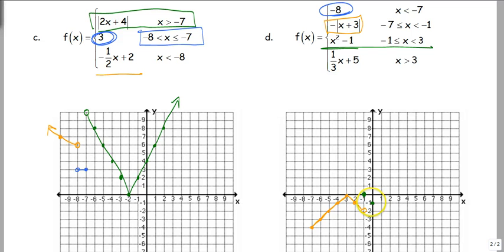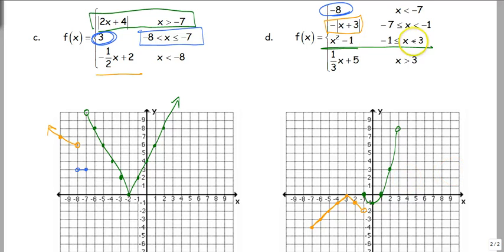At 0 for x, I should say it's negative 1. For x of 1 it was 0. For an x of 2 it was 3. And for an x of 3 it's 8. And here's an open circle. And again, this is a quadratic, so it should look like a parabola. Don't give me straight lines. It's a U shape. Alright, so we got that piece done.